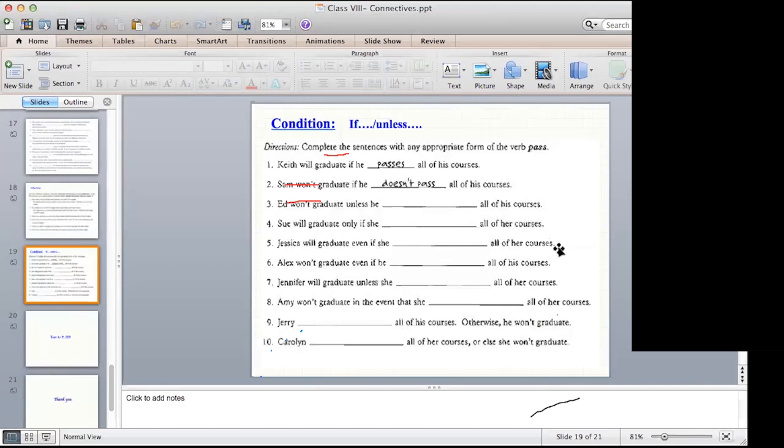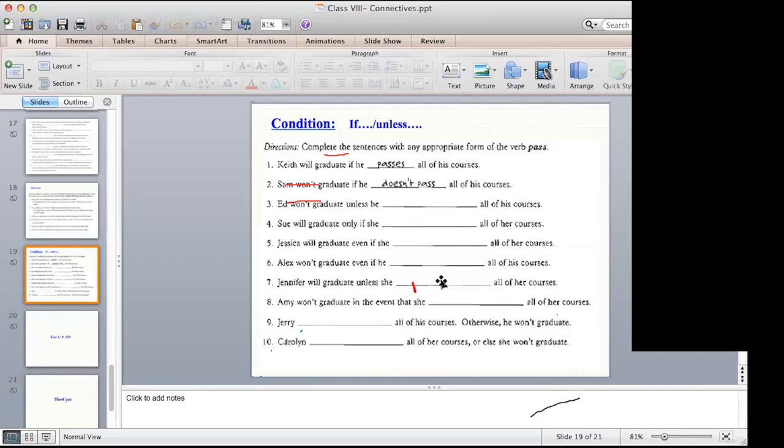Amy won't graduate in the event that she doesn't pass all of her courses. Not passes here; she doesn't pass all of her courses. I think we're going to go back to this exercise in your questions.